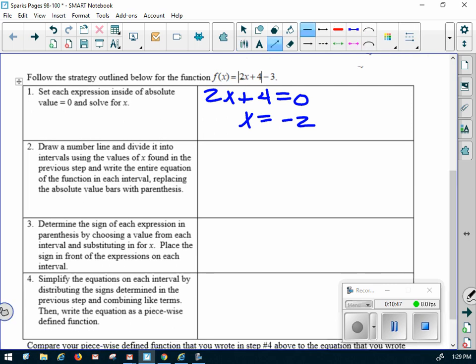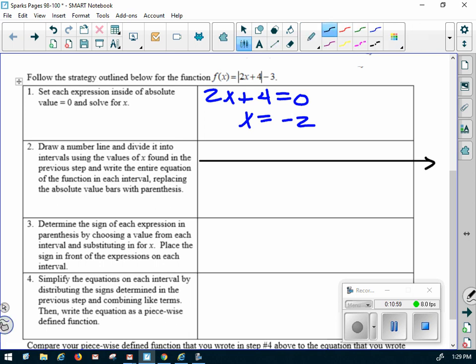Now, step 2, draw a number line. Closer to the top of this box than the bottom, but not right at the top. I want you to draw yourself a number line. And we're going to put whatever value we found right here on the number line. I'm right here. Write the entire equation of the function in each interval, replacing the absolute value bars with parentheses.